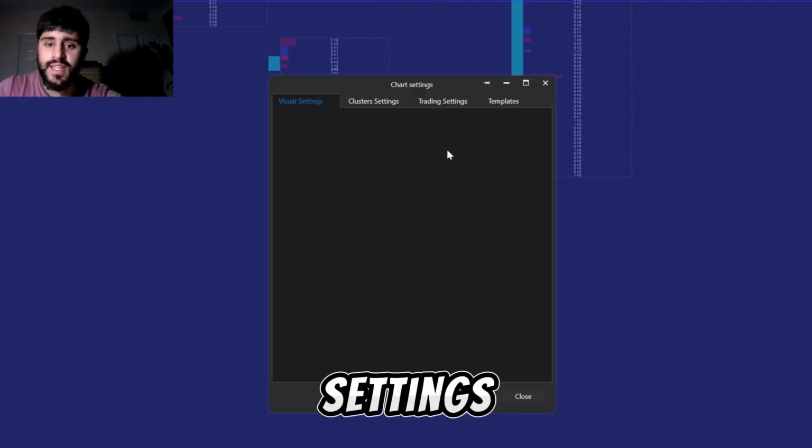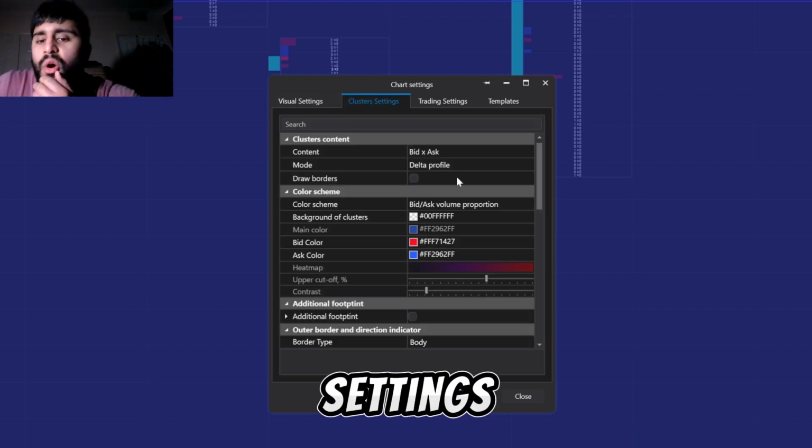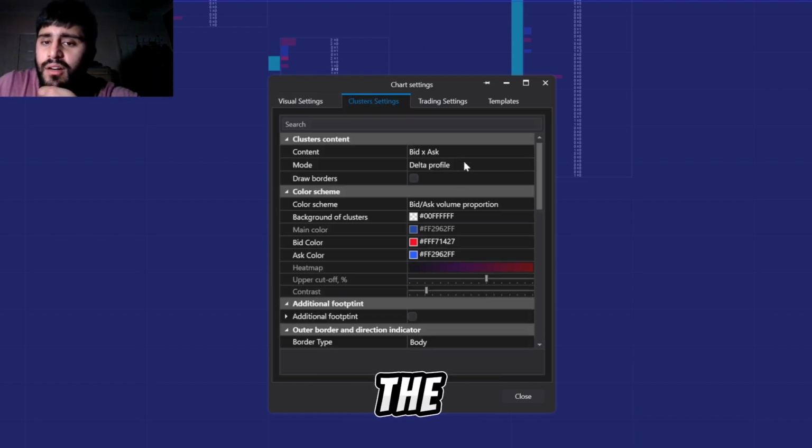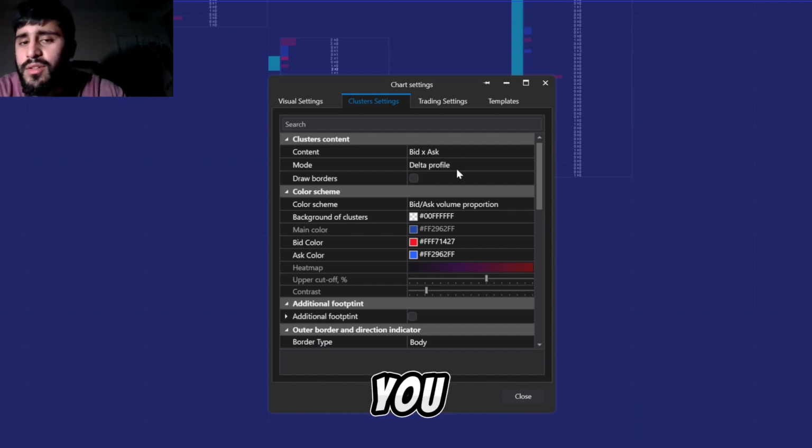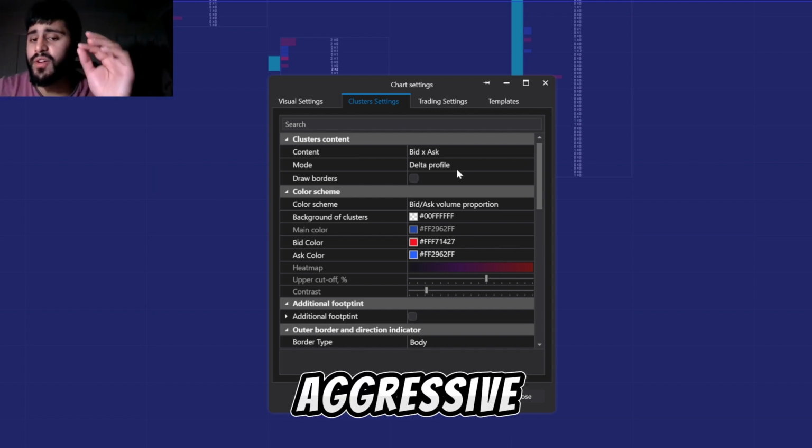The reason we see that is because it's representing the delta. So if we just quickly go to settings over here, we go to cluster settings, what you can see here is the delta. So we see the bid and the ask, and we see the delta. The delta is the ask minus the bid. So the delta is giving you the difference between the aggressive buyers and the aggressive sellers.